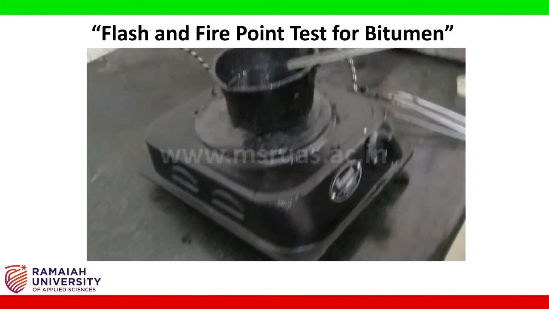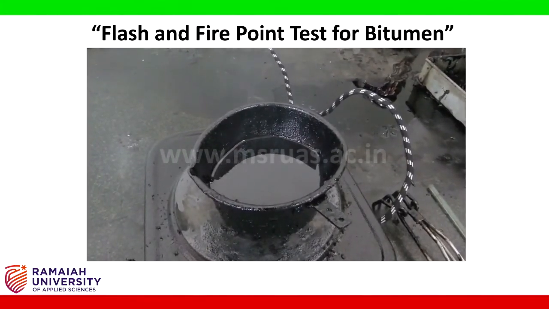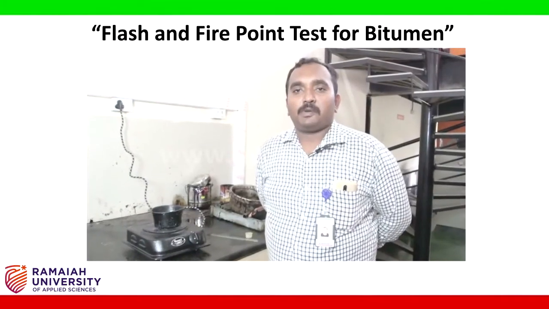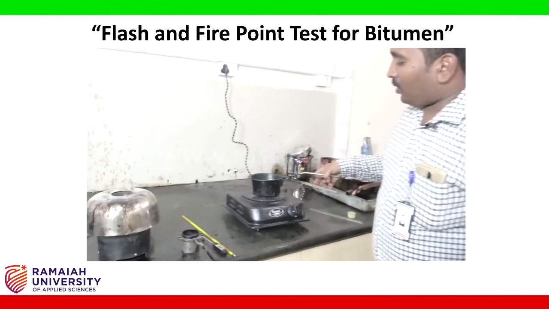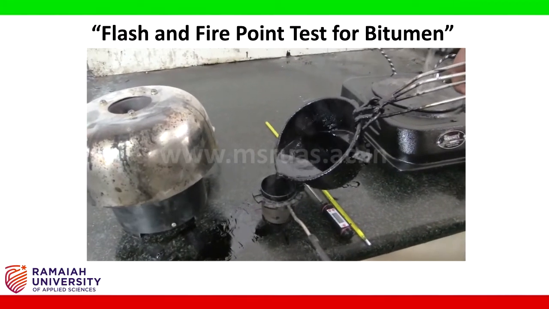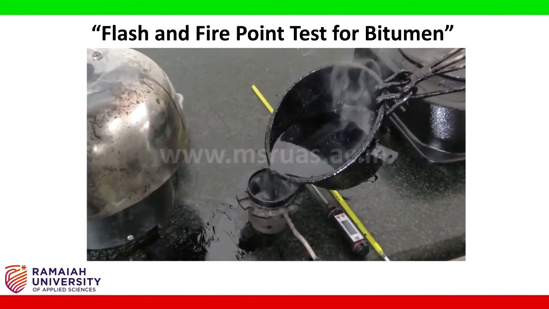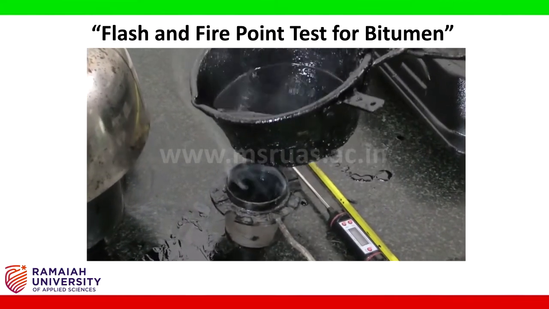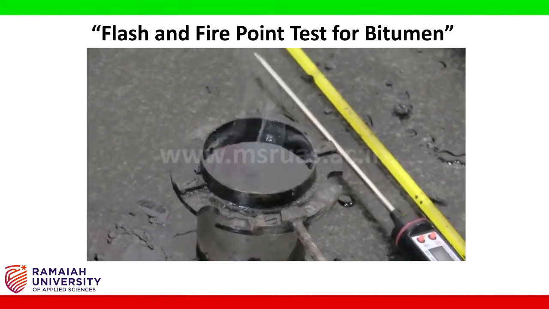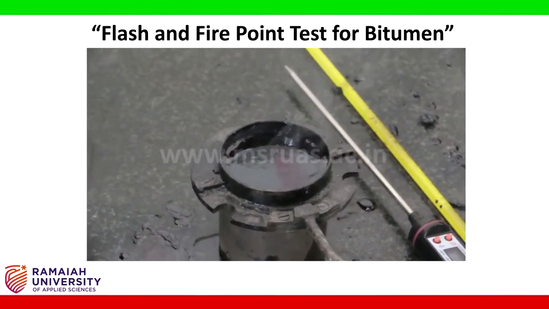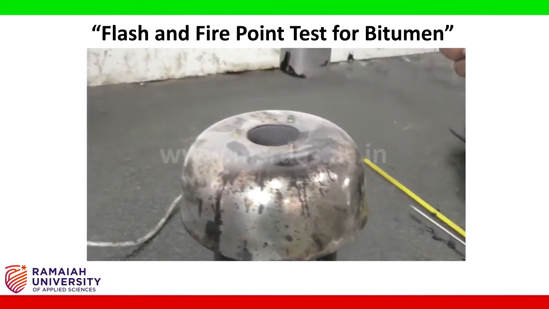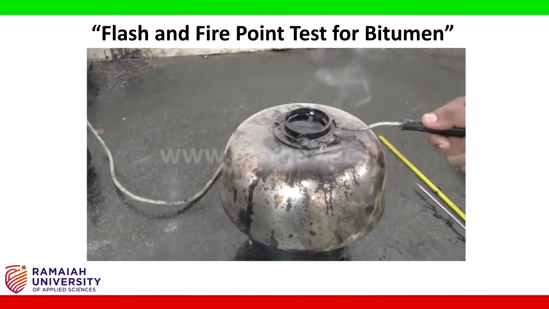You want the bitumen and also the hot plate. Now let's start the experiment. So we are going to pour the bitumen into the Penske-Martin open cup. I just poured the bitumen into the Penske-Martin open cup. I am just going to leave approximately half centimeter gap from the top layer. I am going to place this entire assembly on the Penske-Martin heating unit.